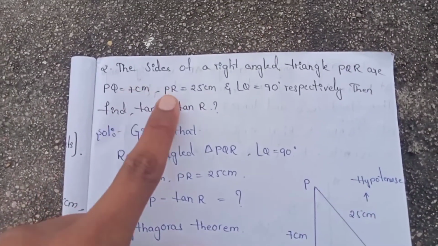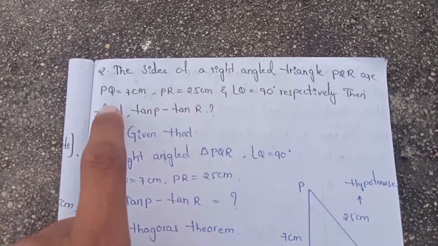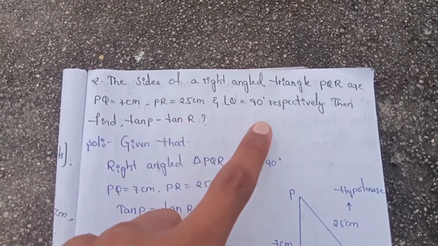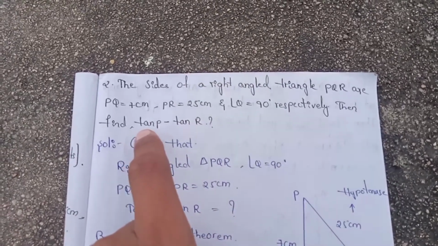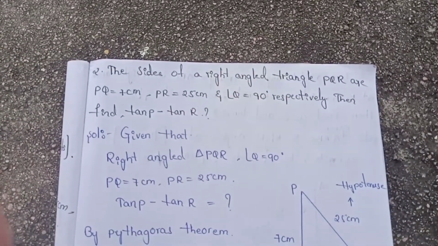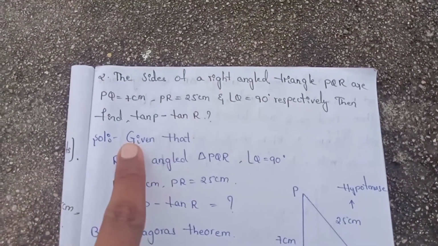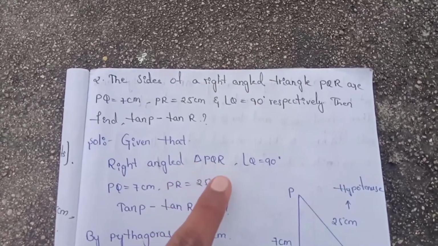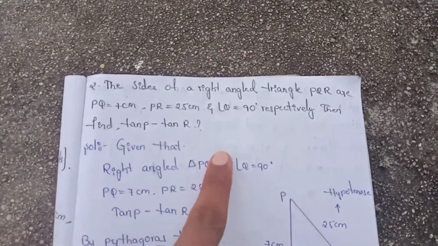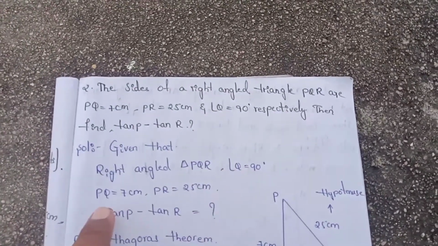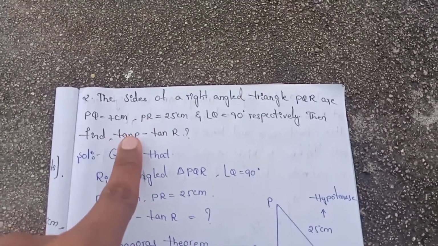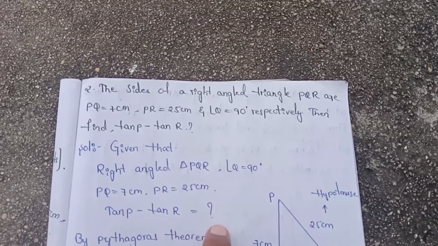Next, second problem. The sides of a right angle triangle PQR are PQ 7 cm, PR 25 cm, and angle Q is 90 degrees respectively. Then find tan P minus tan R. See, what is given in this question we have to write first of all. This question is also based on a right angle triangle, but Q is 90 degrees, PQ 7 cm, PR 25 cm. We have to find tan P minus tan R.